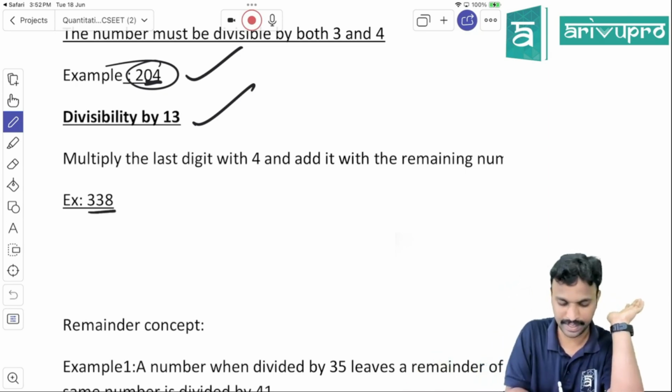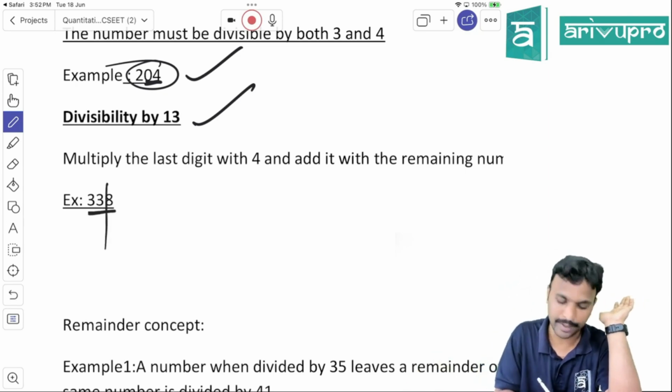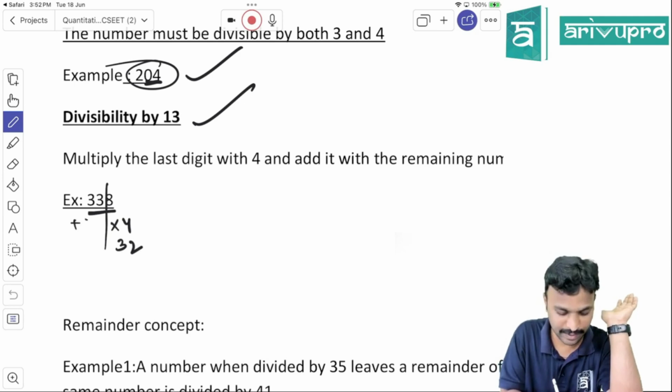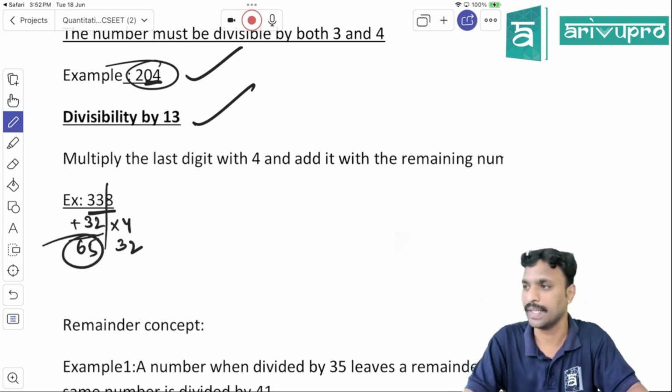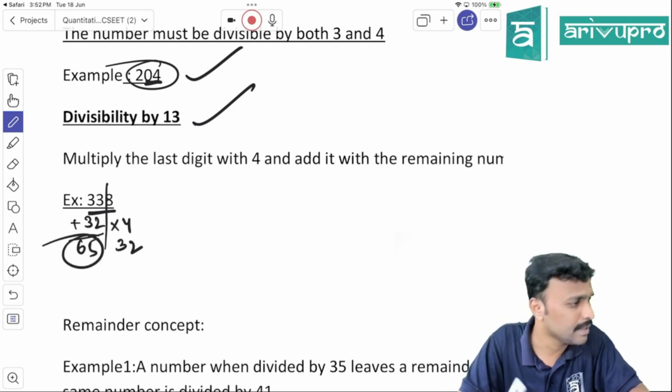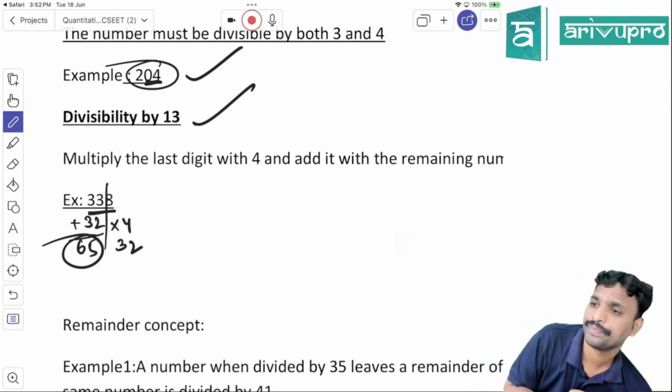Take this example, 338. Last digit you have to take, multiply by what? 4. What do you get? 32. And you have to add this to the rest of the number, which is 33. 33 plus 32 is 65. 65 is clearly divisible by 13, 13 5s are 65. Have you understood? Clear?